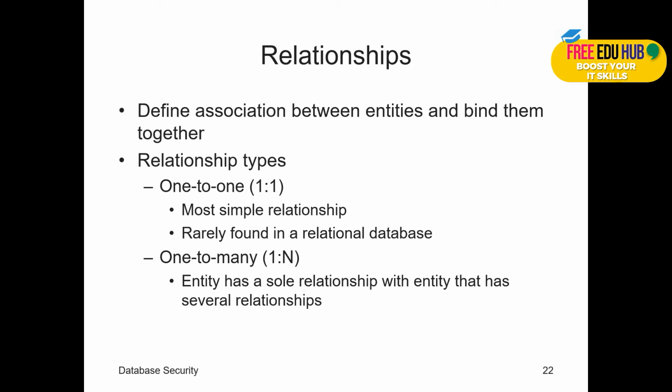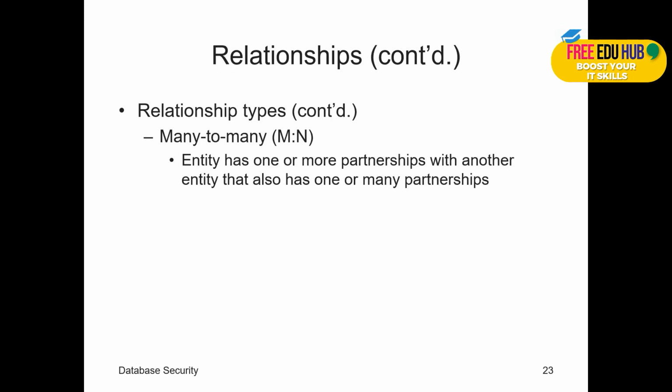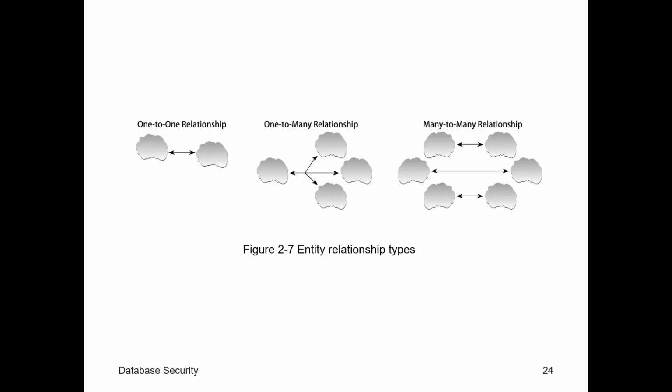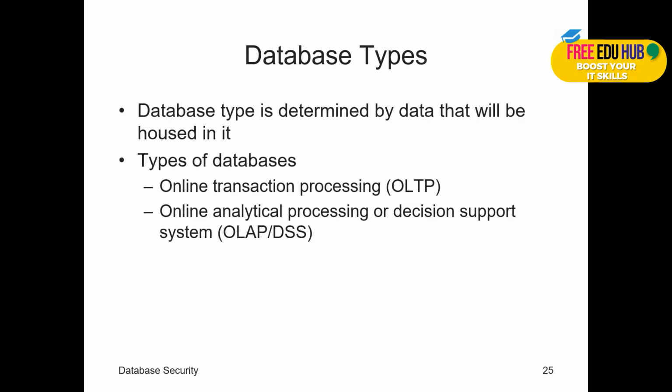Now we have different relationships that define the association between the entries and bind them together. For example, one-to-one relationships, one-to-many relationships, and many-to-many relationships. In a one-to-one relationship, there will be a one-to-one pair. In one-to-many, one entity can be related to multiple entries.